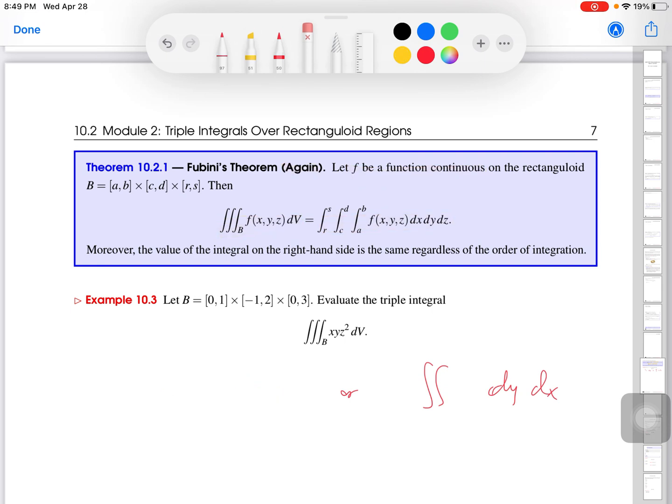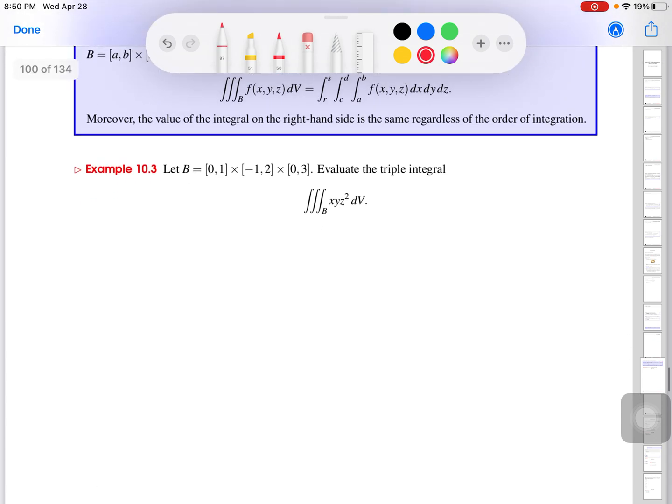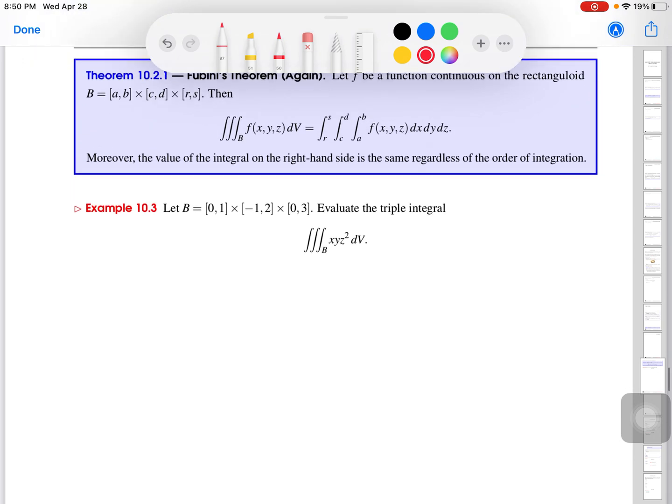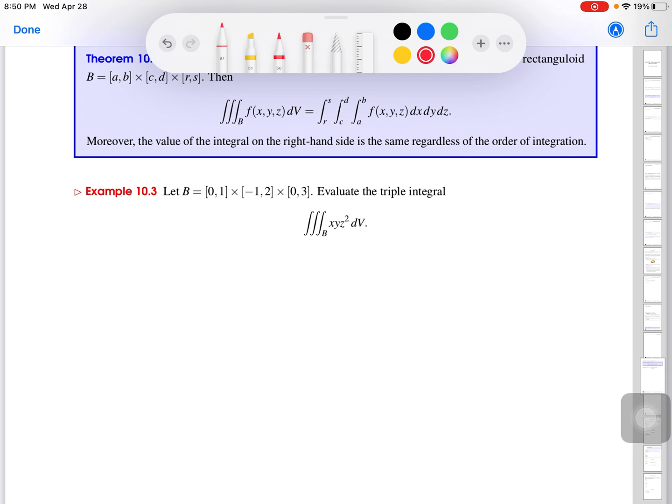Now, I should mention we're still talking about nice domains, right? We're still talking about rectanguloids in this case, very rectangle-ish domains. So that has something to do with why all these properties are working out so nicely. In the next lesson, we will generalize to discussions of more or less nice domains. Okay, so let's work on this example.